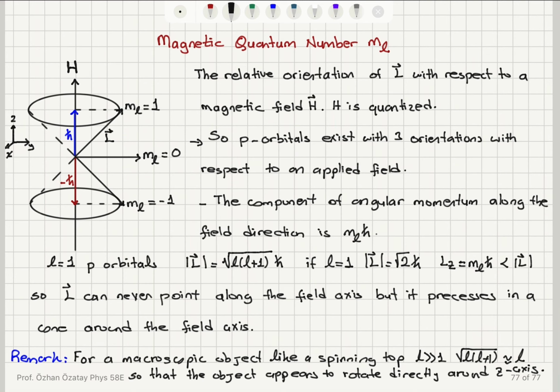But for a macroscopic object, since this quantum number is very large, much greater than 1, the square root of L times L plus 1 becomes L h bar, and since m sub L can take values from minus L to plus L, it appears that the object's angular momentum vector can be pointing along the field axis.